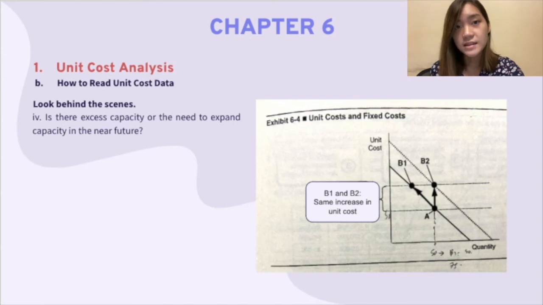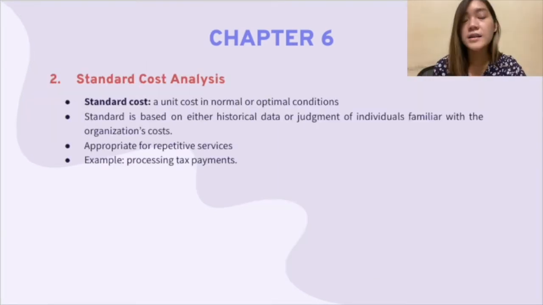In some cases, high unit costs may be due to a recent expansion in capacity and may suggest excess capacity that is being underutilized, while unusually low unit costs may suggest the need to expand capacity in the near future. A standard cost is a unit cost in normal or optimal conditions. In other words, standard cost is what the unit cost is supposed to be.